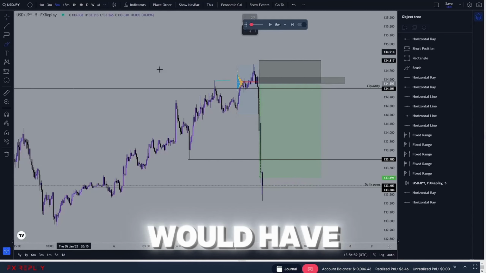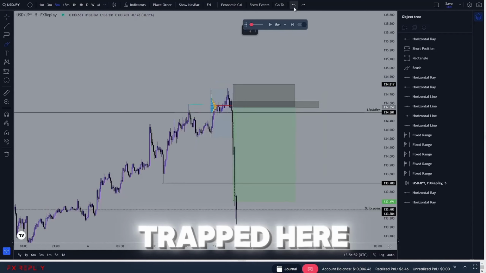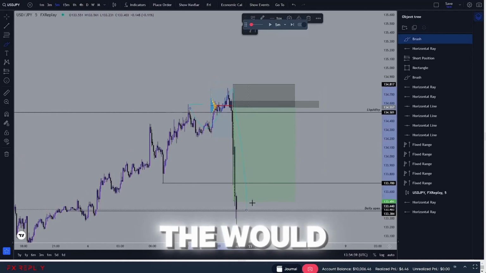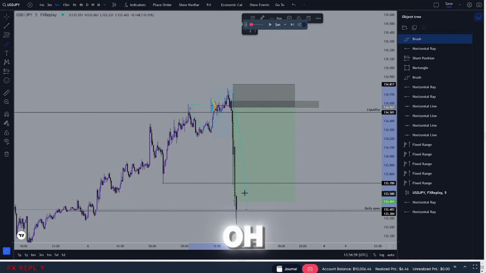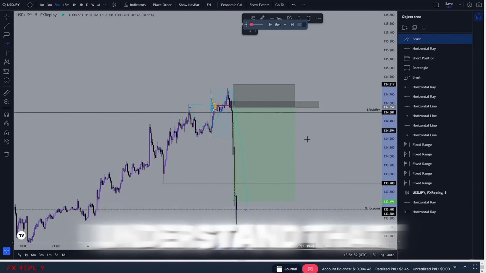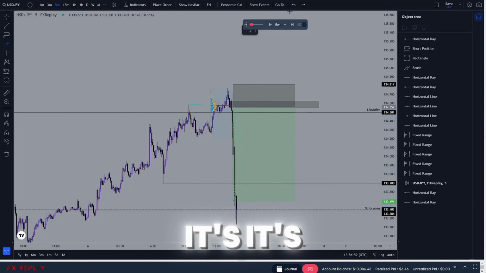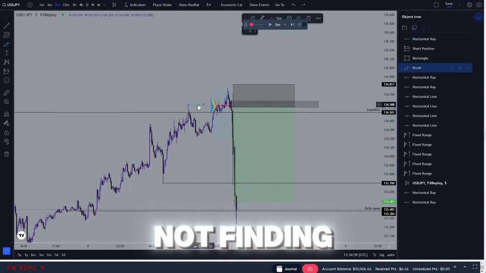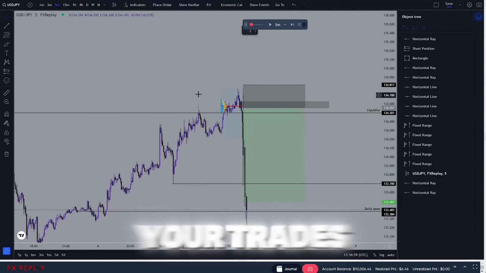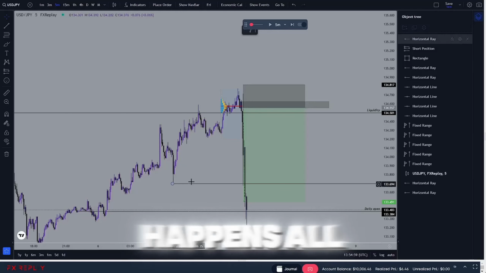A lot of people would have failed here and get trapped here, get swept out, and then would have been mad because they see, oh, now it hit my TP. But you have to understand that it's your fault. You're actually not finding similarities because you're not journaling your trades and you're not looking at your trades that you lost and find stuff that happens all the time.